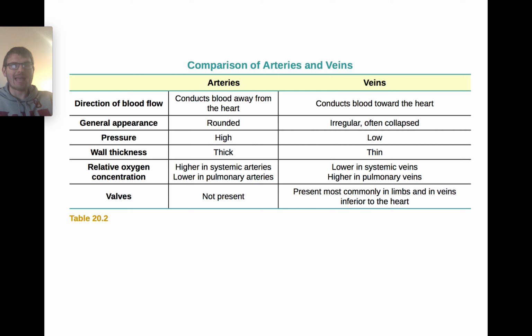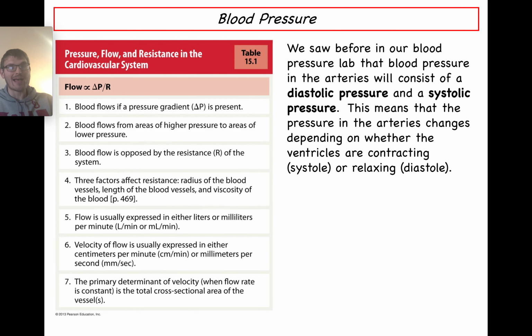So here you can see a table that just does a quick breakdown between the arteries and the veins, comparing and contrasting them. We've covered most of this. We've covered the conduction of blood in terms of direction. We've covered the whole rounded versus collapsed concept, high pressure versus low pressure, thick versus thin. So we've covered all this. You may just want to use that as a study guide moving forward.